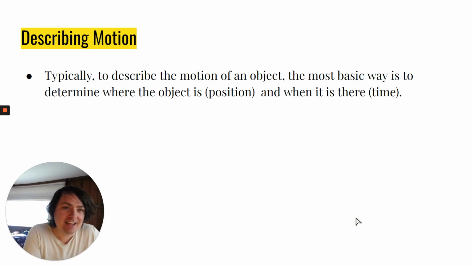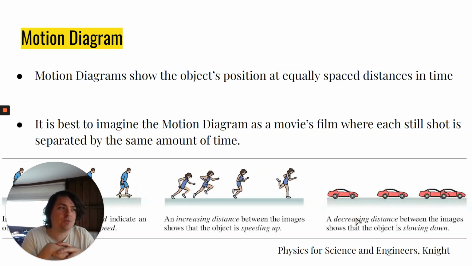Alright, so physics is all about describing motion. And typically, to describe the motion of an object, the most basic way to do this is just to determine where the object is, which is the position, and when it was there, so just the time. And we can do that without using mathematics to get a rough idea of what's happening in the system by using something known as a motion diagram. These are just ways to show the object's position at equally spaced distances of time.